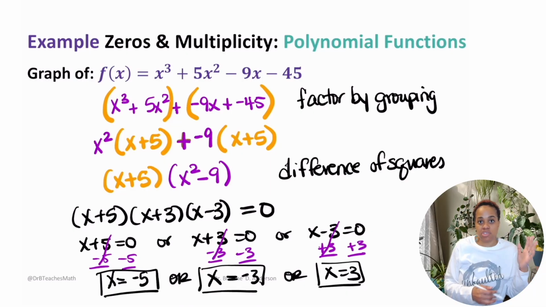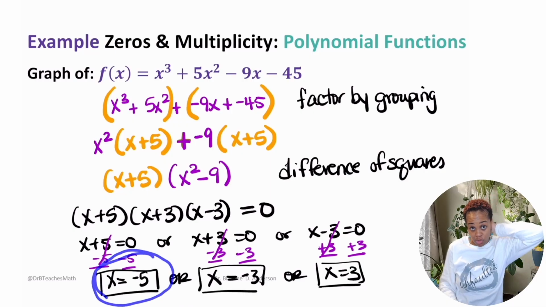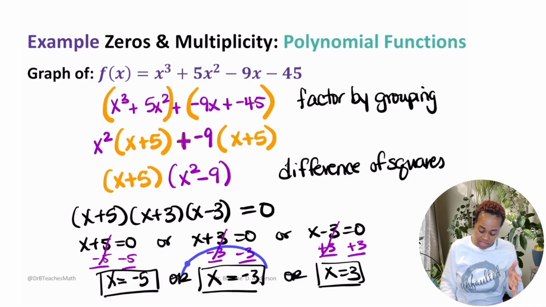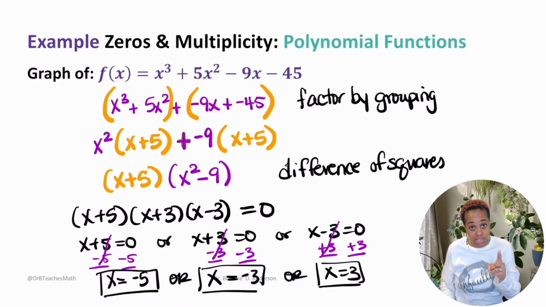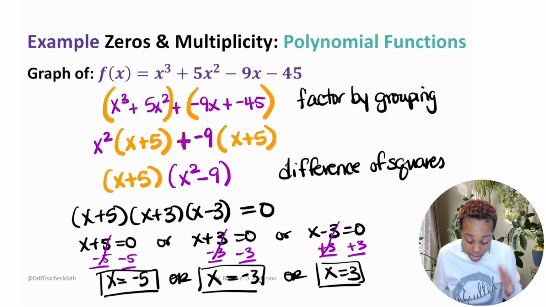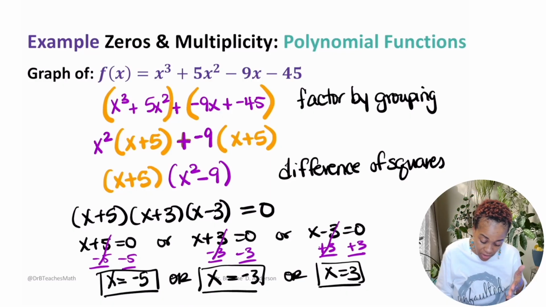Now, what do you notice about each of these zeros? How many times do they appear? Good. Once. So that means negative 5, that zero has an odd multiplicity, so it's going to cross straight through. X equals negative 3 appears only once, so it has an odd multiplicity, so our graph is going to cross straight through there. And then x equals 3 has an odd multiplicity because it only shows up once, and it's going to cross through the graph there.